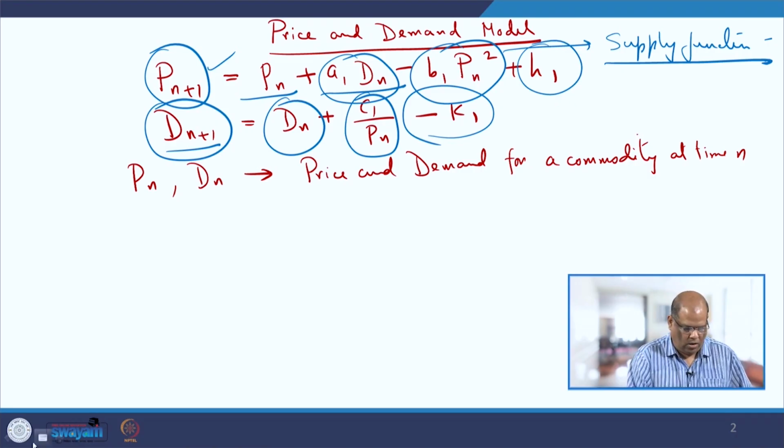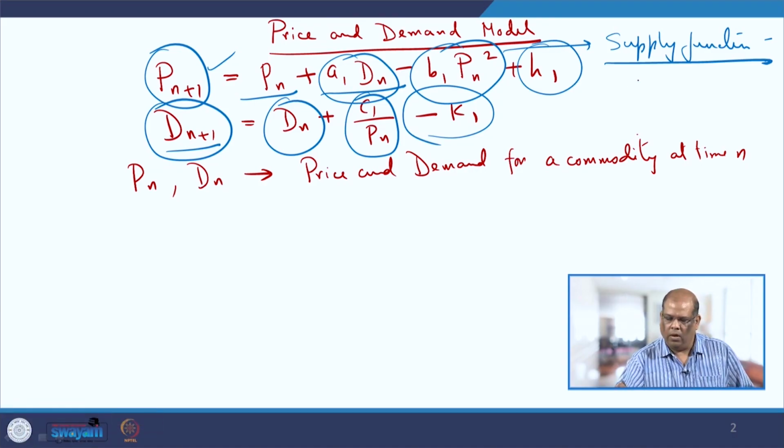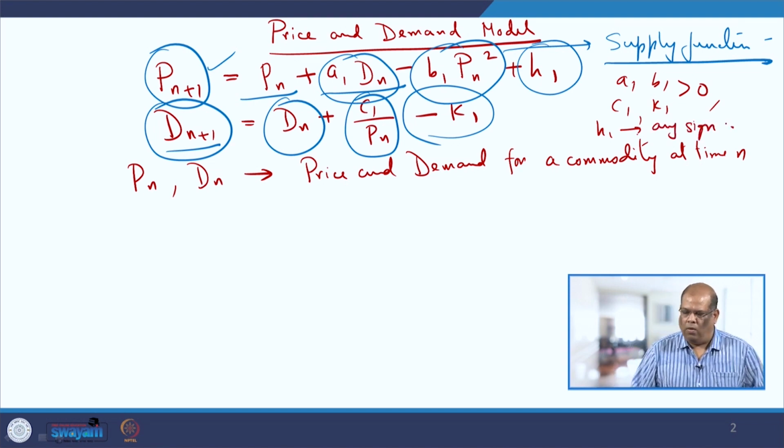Here, your parameters, that is A1, B1, C1, K1, are all positive. However, H1 can take any sign. So, now you have the idea of this demand and price model. Let us see the analysis of this. So, we start with the equilibrium solution.